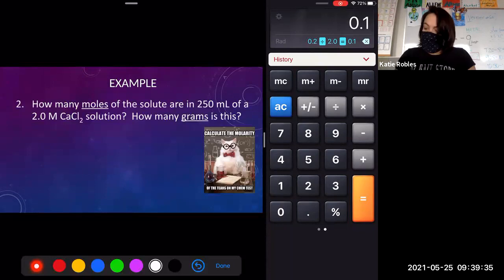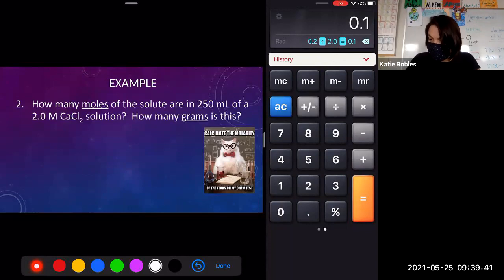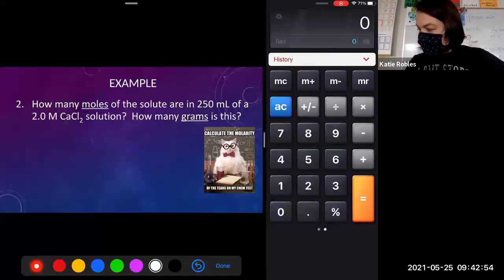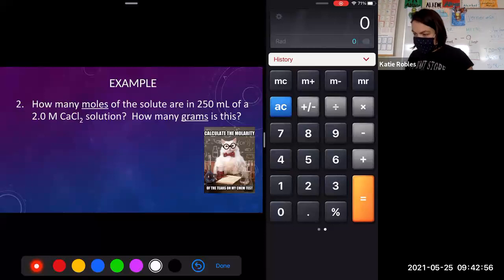Another example: how many moles of the solute are in 250 milliliters of a 2.0 molar calcium chloride solution? And then there's a second question that says, how many grams is this? Again, give it a try. You know everything you need to know to answer this question. It's just working with numbers.